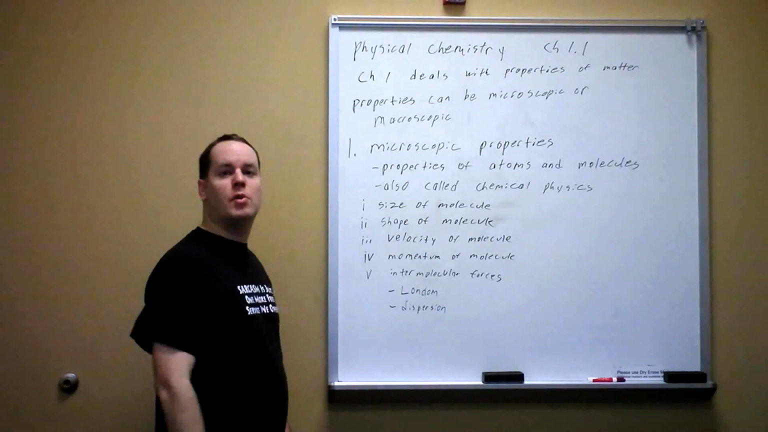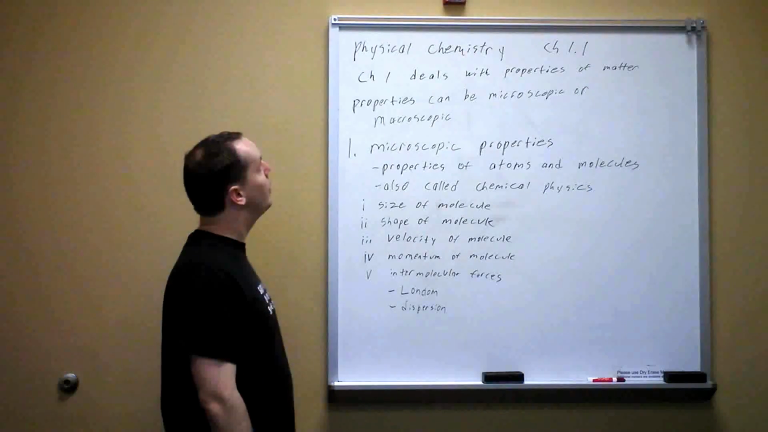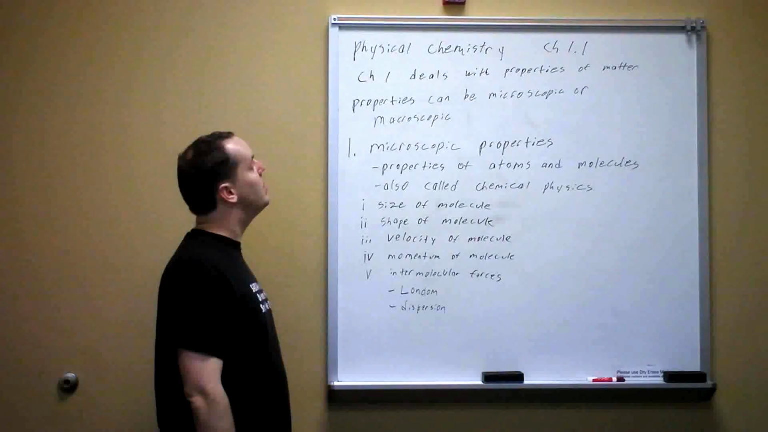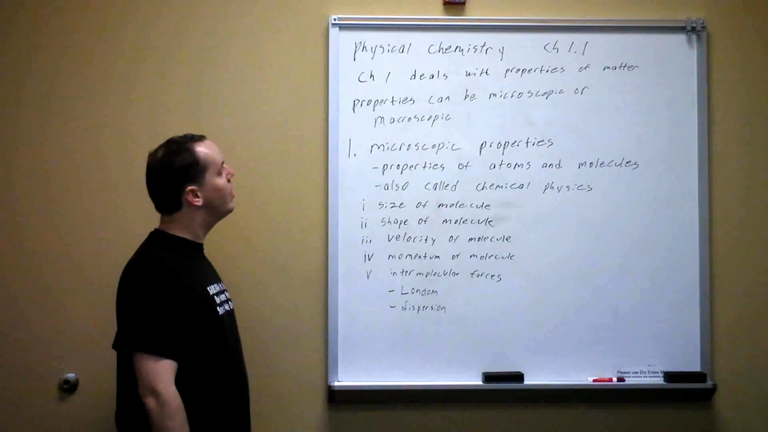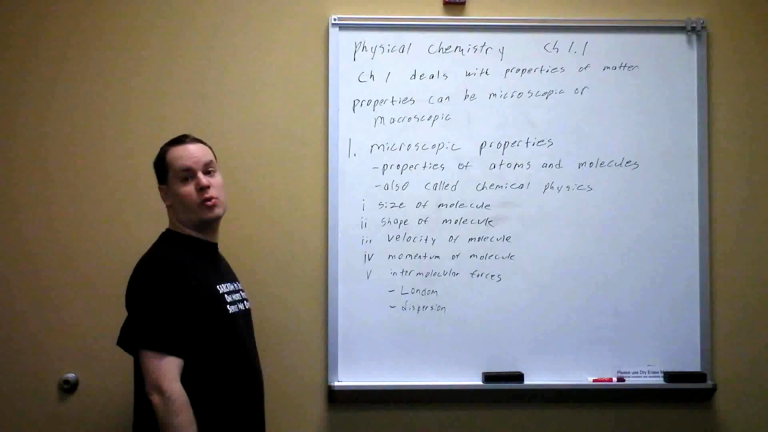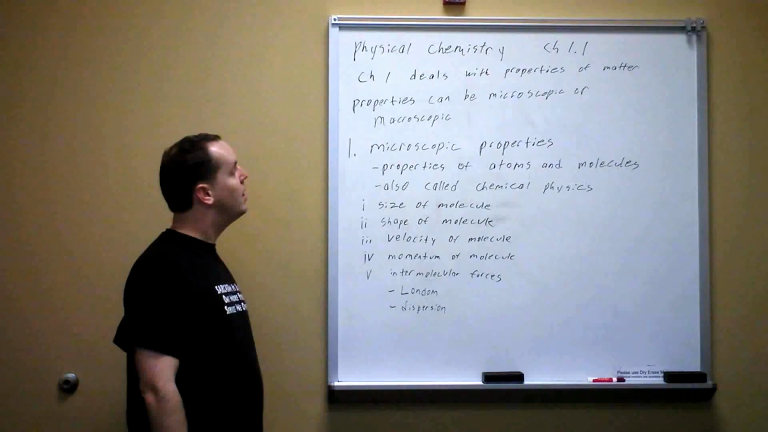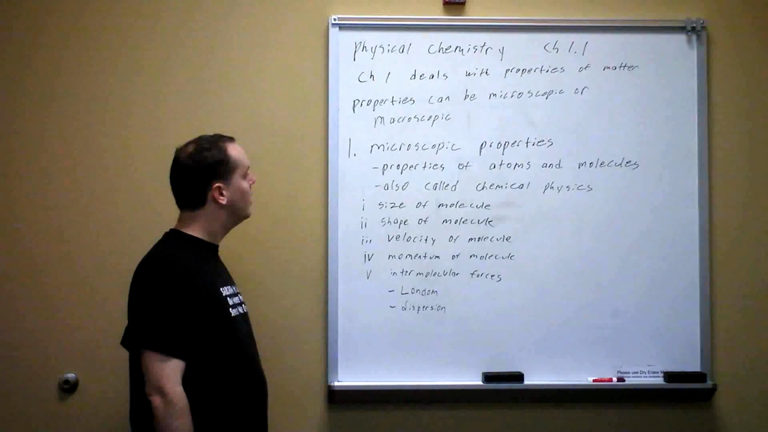Okay, continuing on chapter 1.1, what exactly is physical chemistry? In chapter 1, we're going to be dealing with the properties of matter. Now these properties can be either microscopic or macroscopic. Microscopic properties are properties at the extremely small scale, like the atomic scale, molecular scale. Another name for this type of physical chemistry is chemical physics.